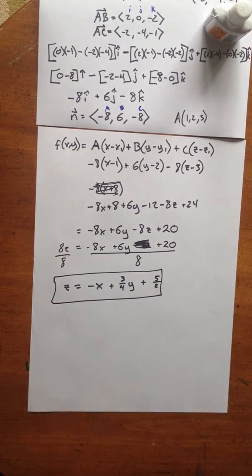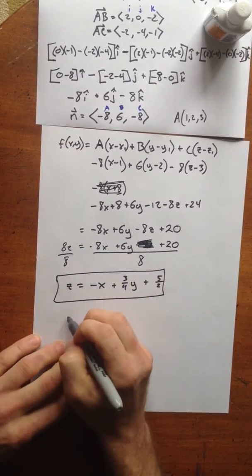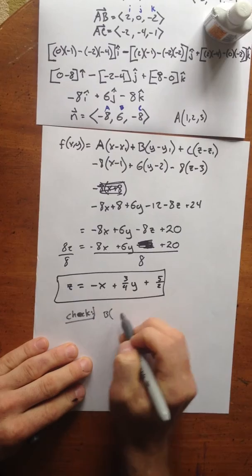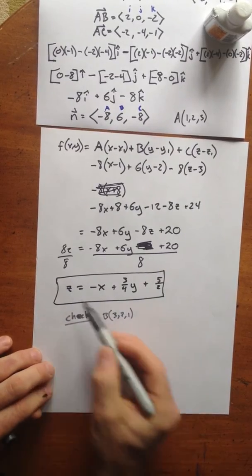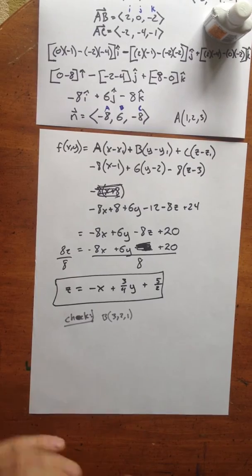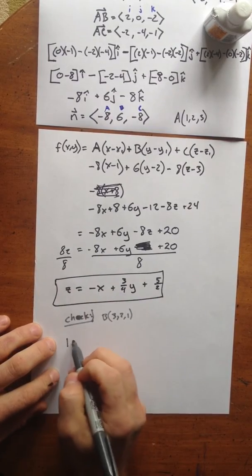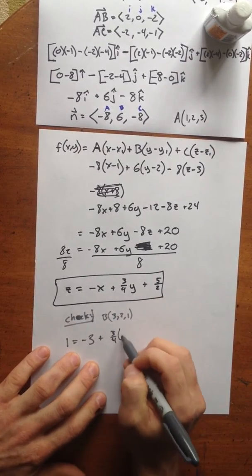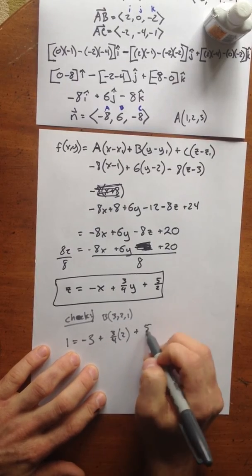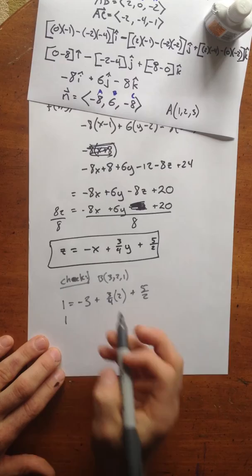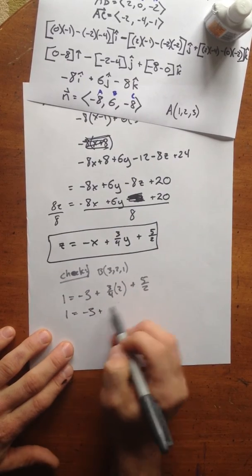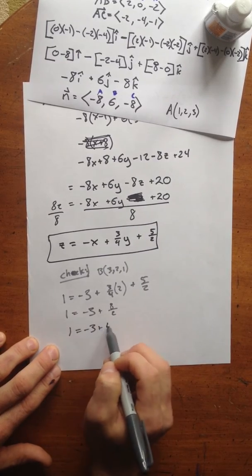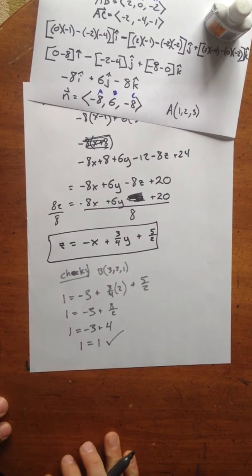Just a quick check of something here. We'll just label it right here as our check. You can take any of the other points. We'll take point B, which was 3, 2, 1. We should be able to substitute it into that equation and it should be equal. So let's try that. We'll go 1 is equal to negative 3 plus 3/4 y value times 2 plus 5 over 2. A little more simply, equals negative 3 plus, quick math there, 8 over 2, which is 4, so 1 is equal to negative 3 plus 4. 1 is equal to 1. It checks. That should be our equation.